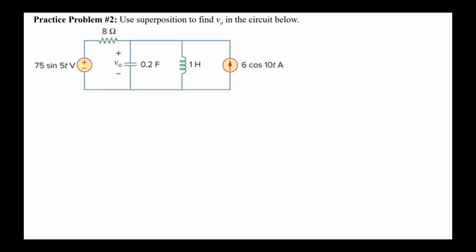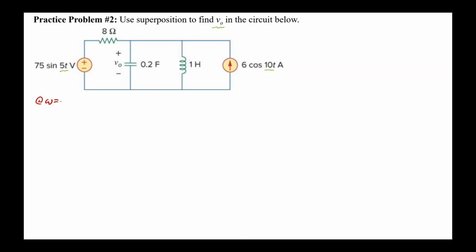In this practice problem, we're going to find V0 in the circuit below by superposition. We're forced to use superposition in this case because I have two sources with two different frequencies. The current source is at 10 radians per second and the voltage source is at 5 radians per second. I need a circuit drawing at each frequency.